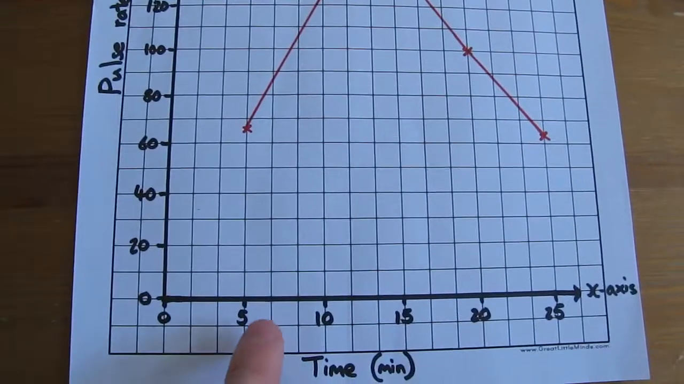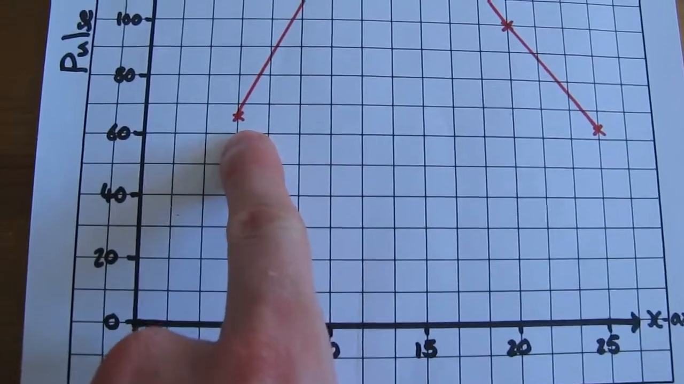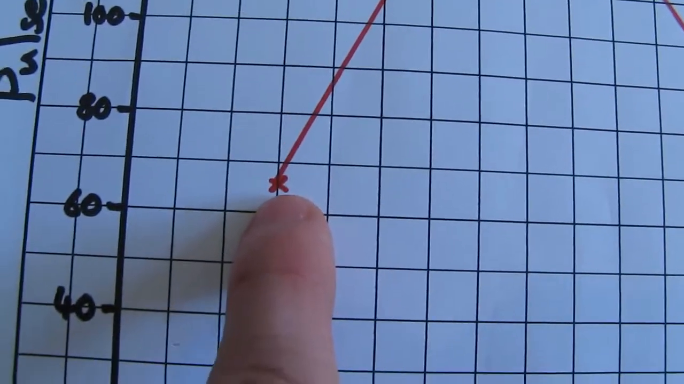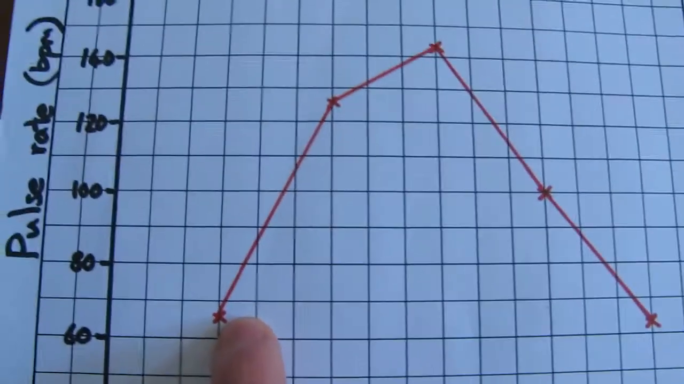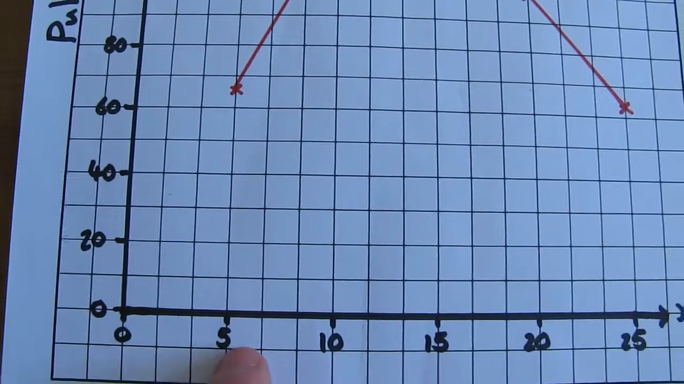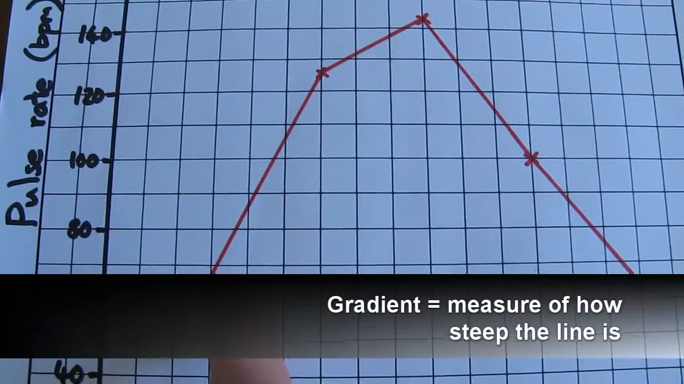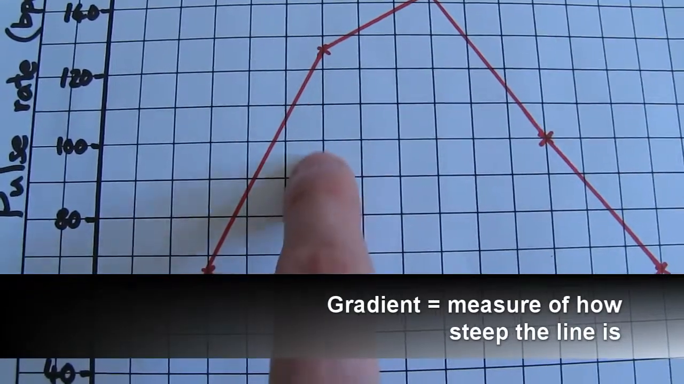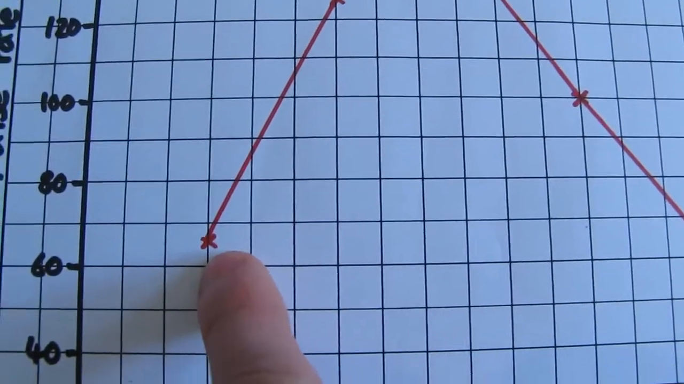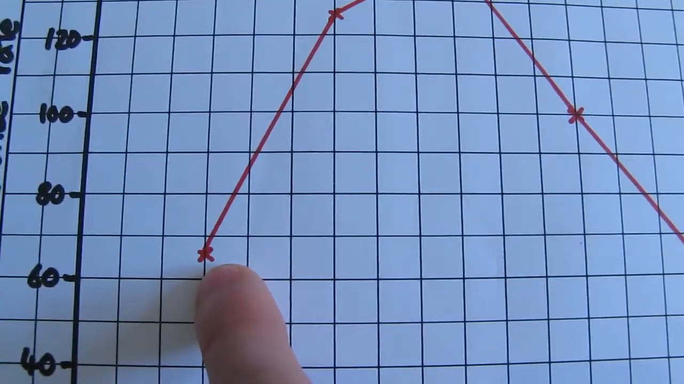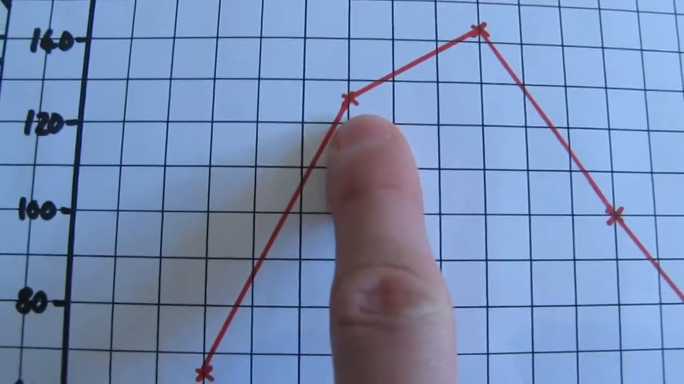So as you can see, after 5 minutes, that was our first recording when James had laid down for 5 minutes. And that was about 66 beats per minute. And then you can see, from 5 to 10 minutes, look how the gradient, or the steepness of this line graph, quickly rises. That is because he's gone from just lying down, and his heart hasn't had to do much work, to suddenly doing all those Fortnite dance moves.